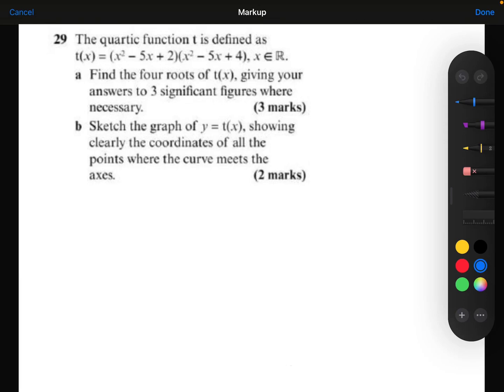The quartic function t is defined as t of x is equal to x squared minus 5x plus 2 multiplied by x squared minus 5x plus 4, where x is a real number. Part A, find the 4 roots of t of x, giving your answers to 3 significant figures where necessary.